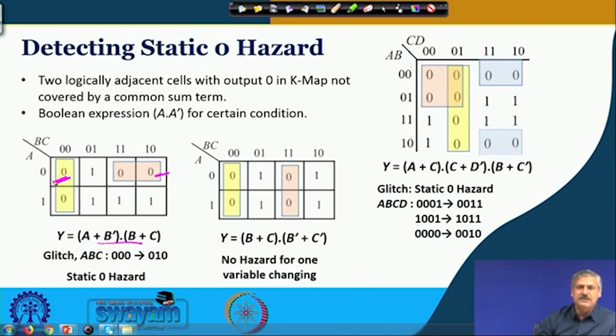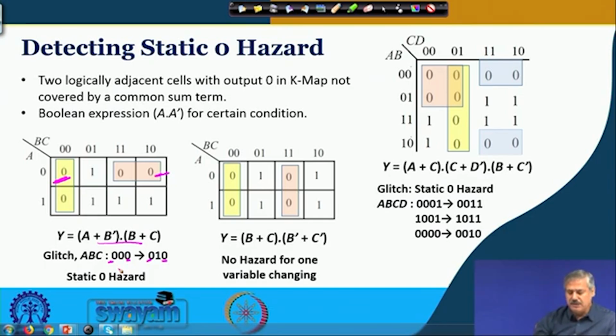So, when does the glitch occur? When a is equal to 0 and c is equal to 0, and b changes from 0 to 1, then the glitch occurs. This is going by whatever we just discussed in the example. Now, a similar example over here.